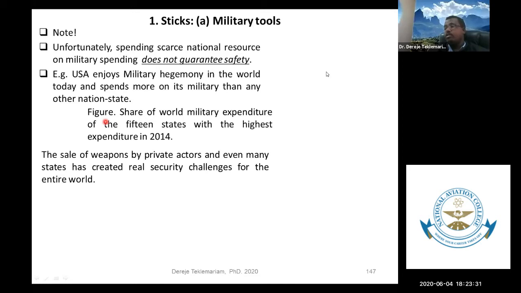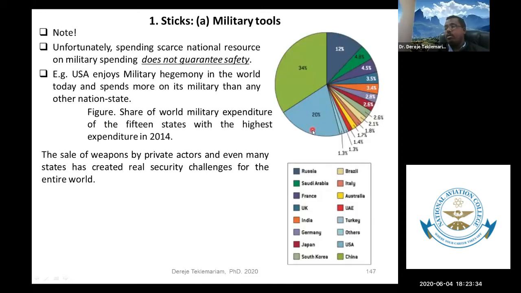If you see this figure, it shows the share of military expenditure of the 15 states, starting with the largest expenditure. Why do I stress 2014? It is a secret, by the way. I cannot tell you how the military expenditure looks in 2019 or 2020, but you can guess based on this, because it's truly a security issue and not open data. I tried to get 2012, 2000, yes, that's there, but this is a very good projection.